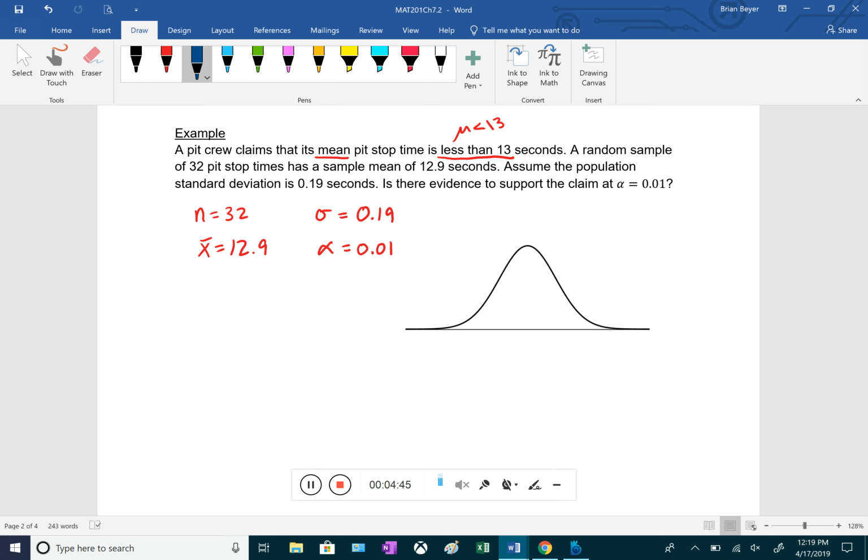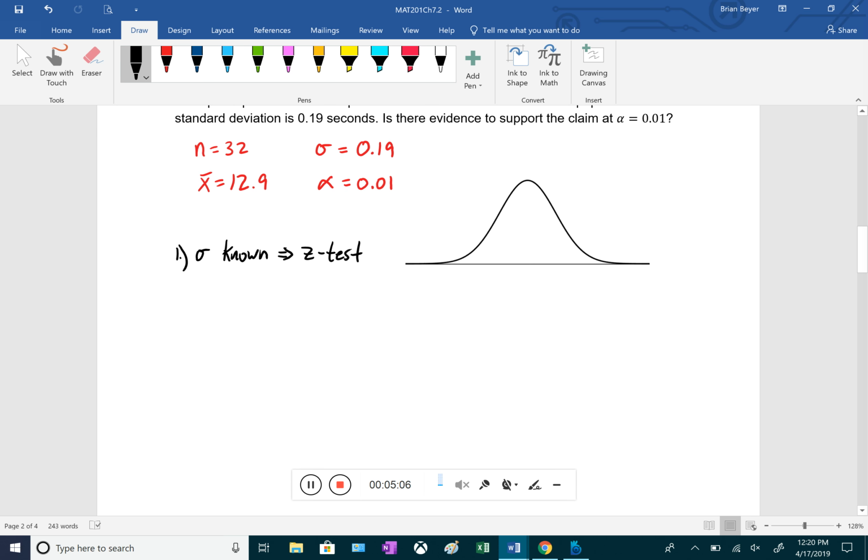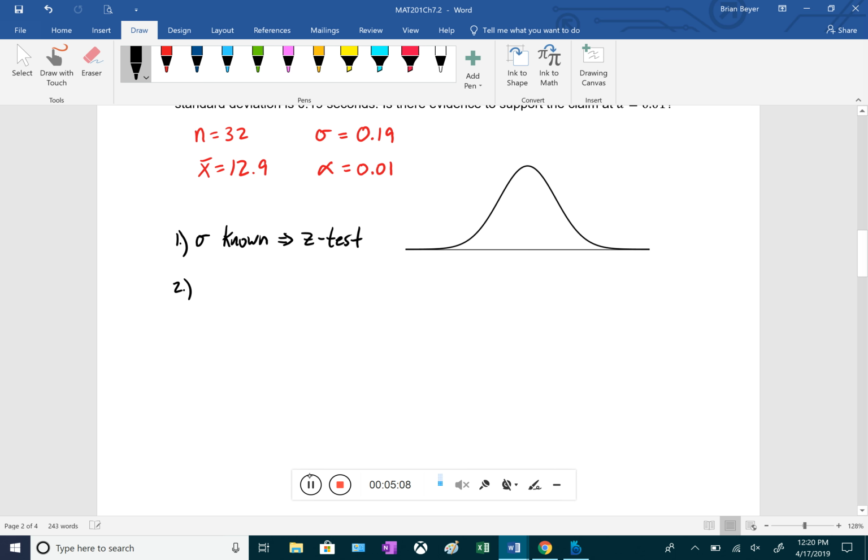Okay, so setting this up now, the first thing we have to do is verify that we have a sigma. We do have the population standard deviation, so that means we are doing a z-test. Obviously we're doing a z-test because we haven't gone over the t-test yet, but that is important. So next it's setting up the hypotheses. We're going to have the null and the alternative.